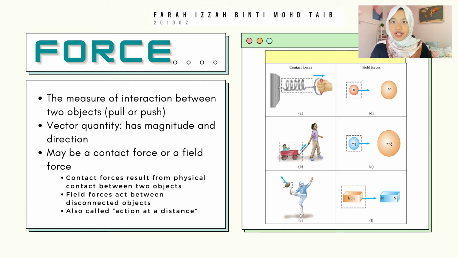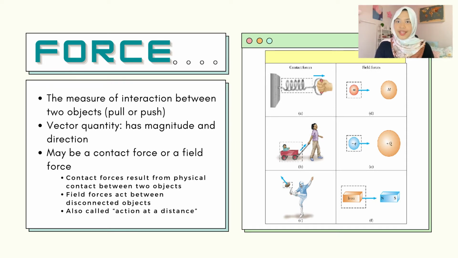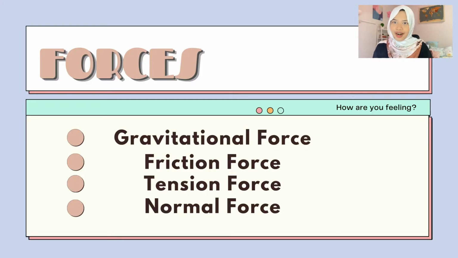Contact force results from physical contact between two objects, and field force acts between disconnected objects and is also called action at a distance. As you can see, on the right of our slide there are a few examples of field force and contact force. In this chapter, there are 4 types of force. First is gravitational force, second is friction force, third is tension force, and the last one is normal force.